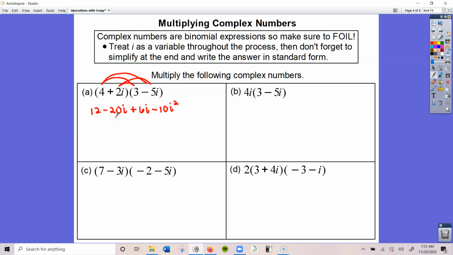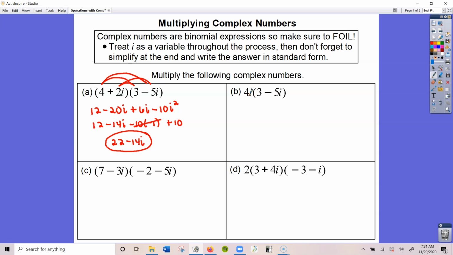So here we can combine these two terms. So -20i plus 6i is -14i. Now -10i squared is equivalent to -10 times -1, which is plus 10. So 12 plus 10 is 22, and then minus the 14i.